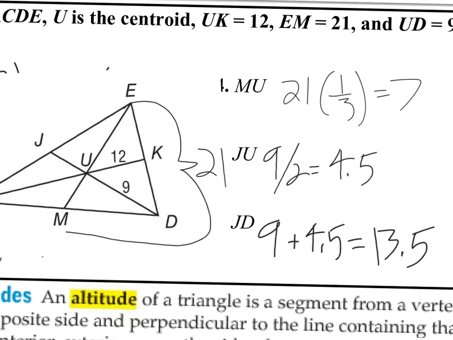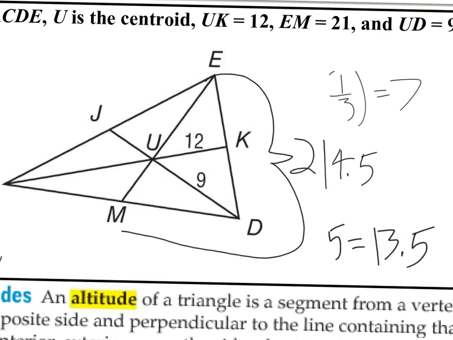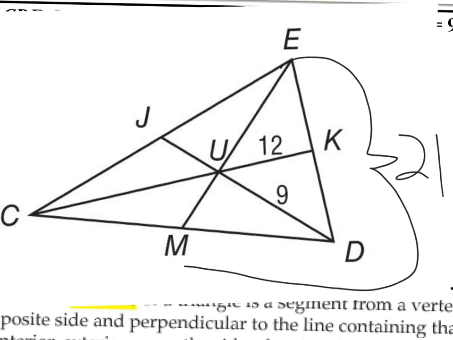So now I'm just going to get to JU. I did 9 divided by 2 and I wrote 4.5. So why did I do that? Well, UD is 9 and that's the 2/3 part. How do I know it's the 2/3 part? Because it's coming from the vertex, or the corner, of point D. So if this is 2/3, then this is 1/3. I know 1/3 is half of 2/3.